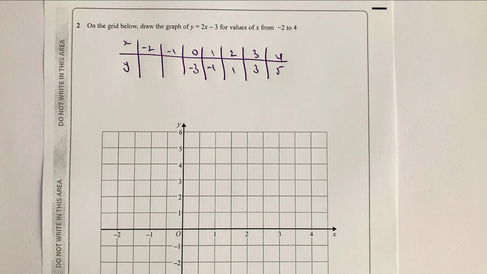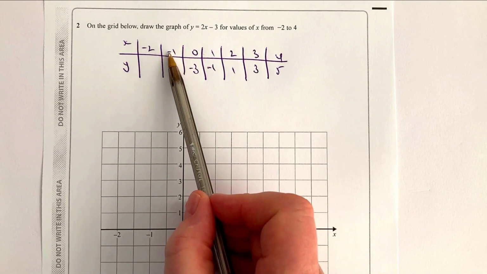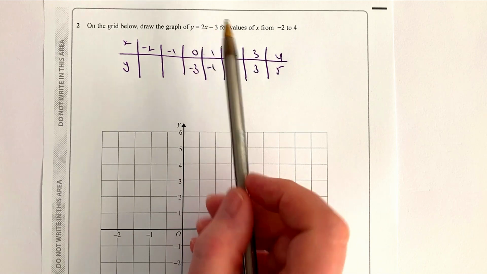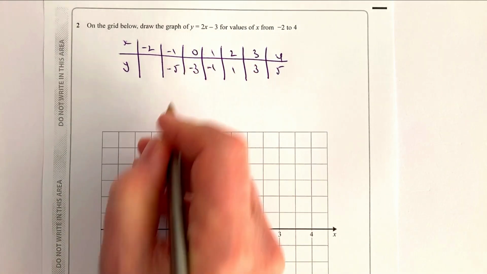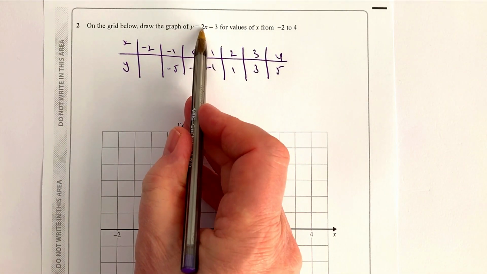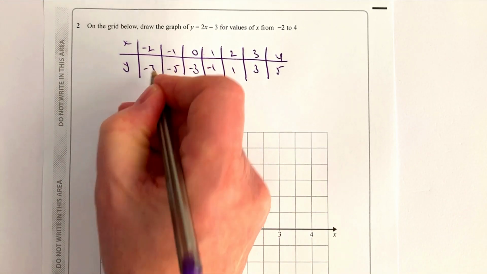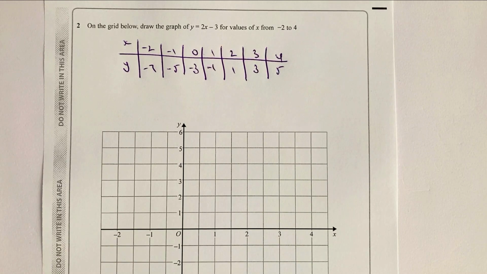So you could actually draw the line using just those coordinates, not worry about the negative ones, and fill them in afterwards if you wanted to. But just for the sake of the video, 2 times minus 1 is minus 2, and minus 2 minus 3 is minus 5. Minus 2 times 2 is minus 4. Minus 4 minus 3 is going to be minus 7. Okay, that will allow us then to actually draw the line just by plotting the coordinates.